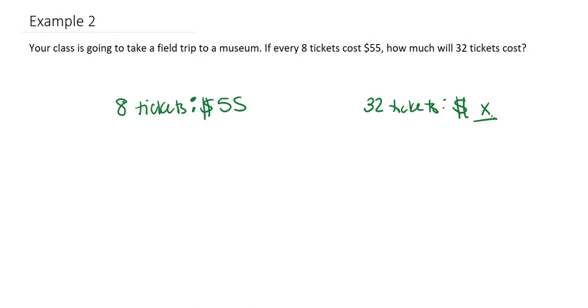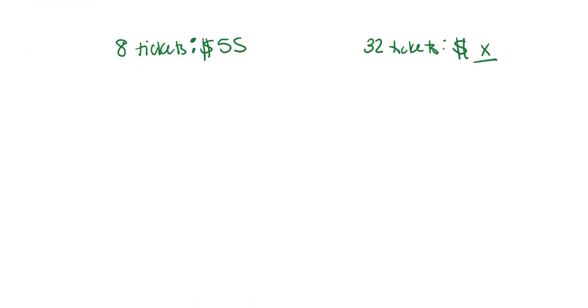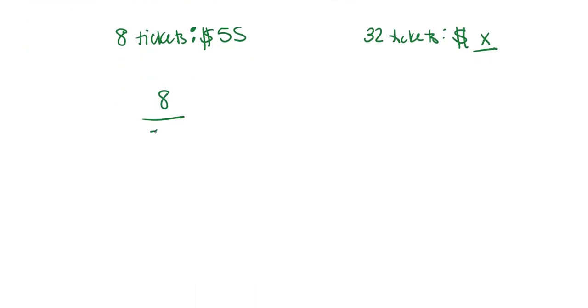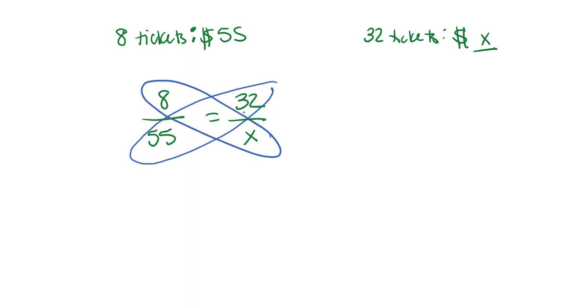So we have these two ratios, which we'll make into fractions. Let's do that. We can put 8 on the top, 55 on the bottom. Then on the right hand side of the equal sign, we're going to put 32 over X. And now we've set up our proportion problem. So we're going to cross multiply. It's like the butterfly. So we go 55 times 32. Then we do 8 times X. So now we've set that up.